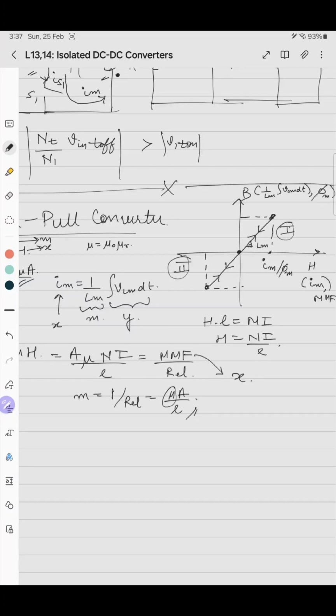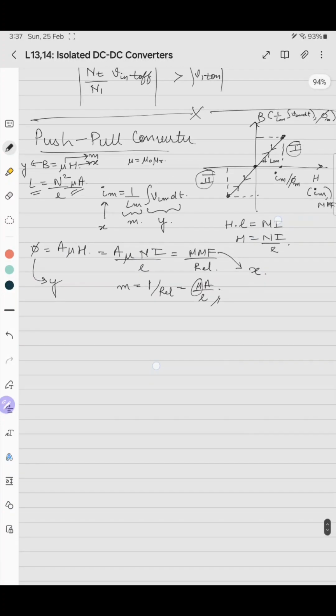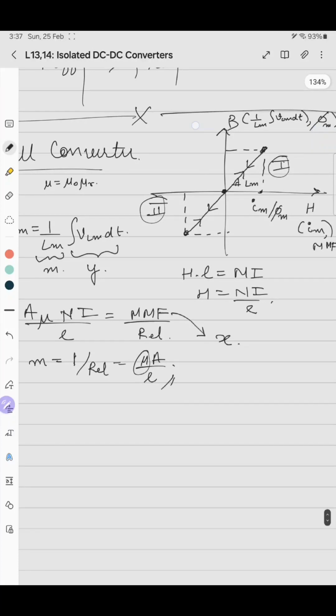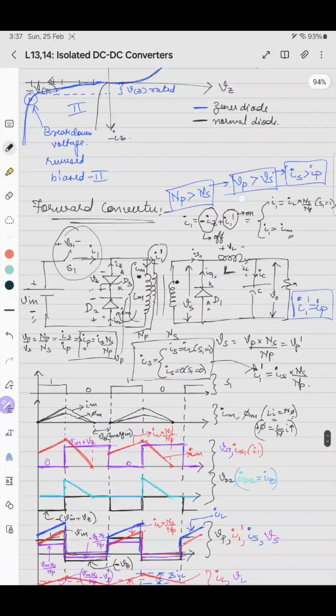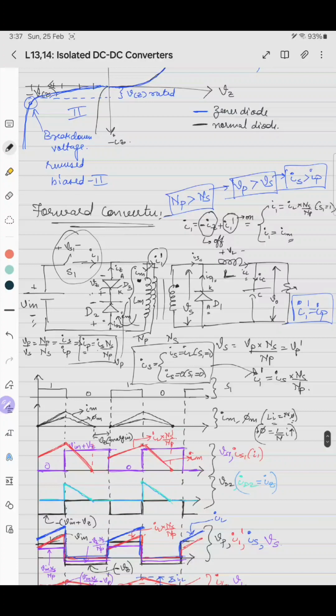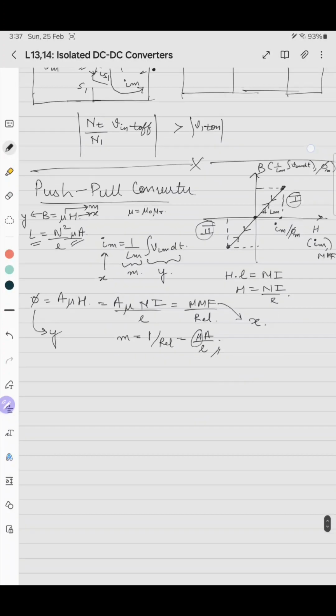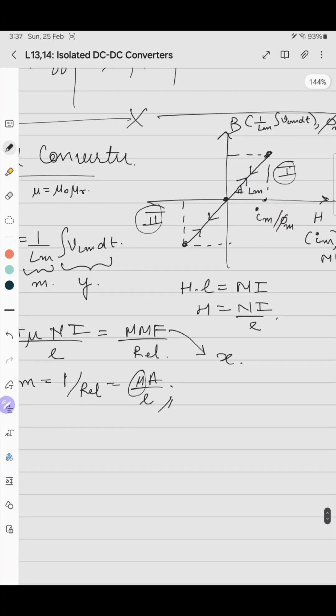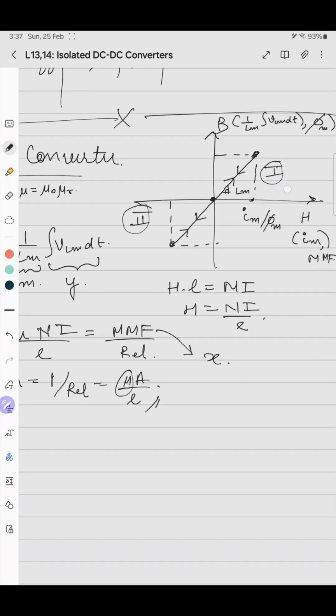magnetomotive force. So in order to operate in both the regions, in forward we used one switch. With one switch it is very difficult to operate the converter and to change the direction of Im. Operating in this region means changing the direction of Im. Im is on the x-axis, so x should be negative. X and y both should be negative. It means that if the negative current flows through it, it is magnetized in the other direction.